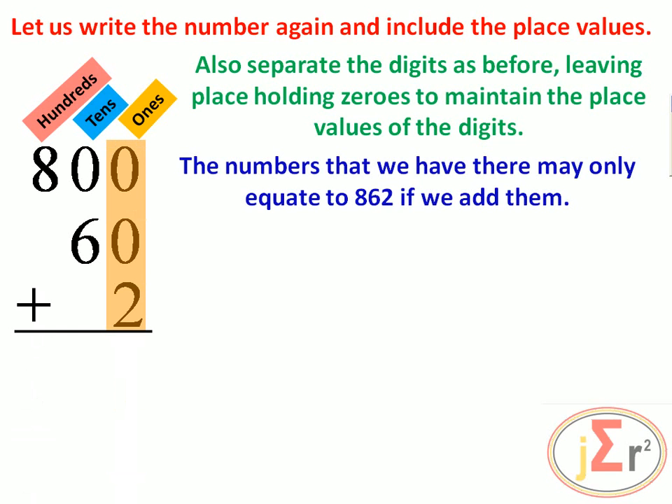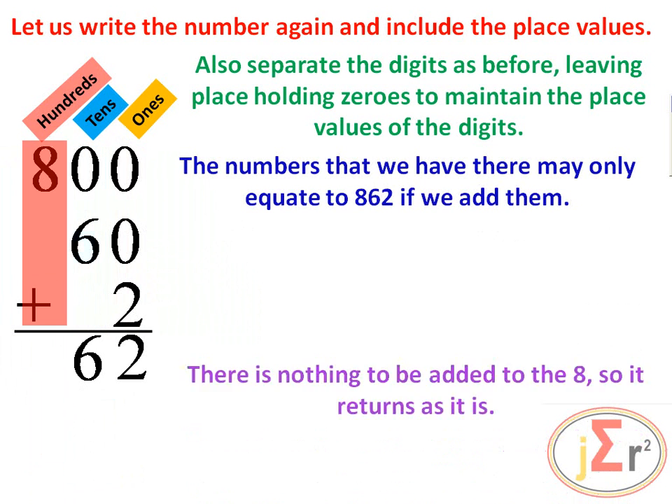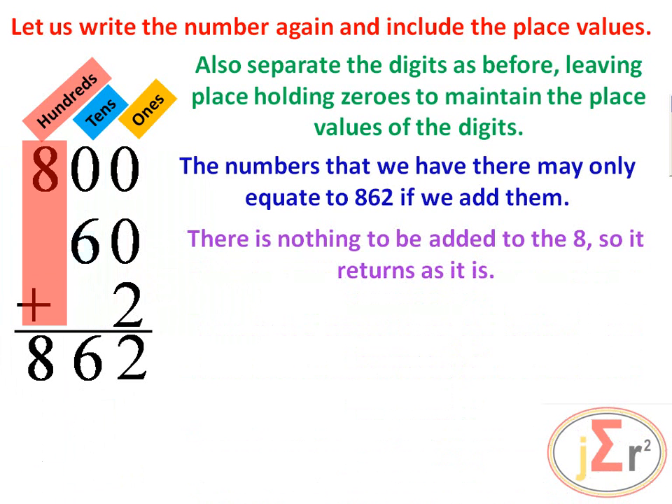What is the result there, Jerry? 2. And what is the result of the next column? 6. Right, because all we are doing is just adding with those. And what is the result of the next column? 8. Right. There is nothing to be added to the 8, so it returns as it is.